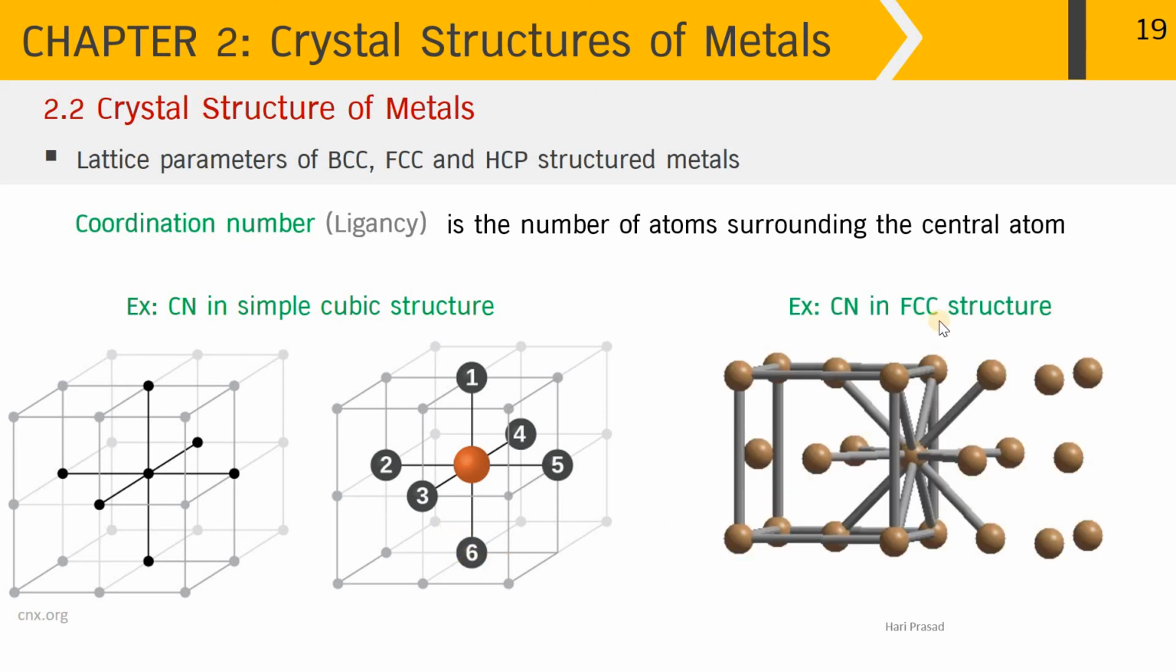And now let's check on the FCC crystal structure. In the cube here, we have 8 atoms at 8 corners and 6 atoms on the faces. What we have to do now is to locate the central atom, which is the red one here. Now let's count the atoms surrounding it. 1, 2, 3, 4 from the top layer, and 5, 6, 7, 8 from the middle layer, and finally 9, 10, 11, 12 from the bottom layer. So here we come. We have a coordination number of 12 for the FCC crystal structure.